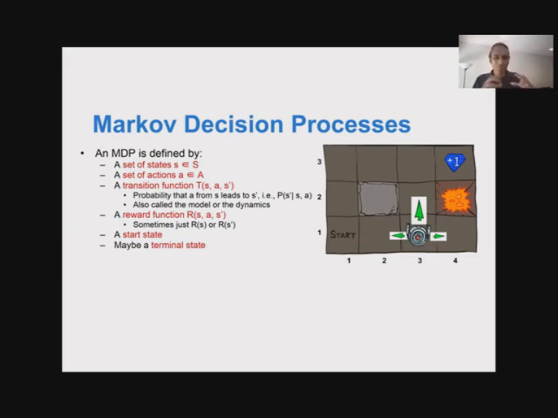We also have a start state. Where does the agent start? And maybe some states are terminal states. In those cases, the game ends. We're going to be working a lot with this grid world example.